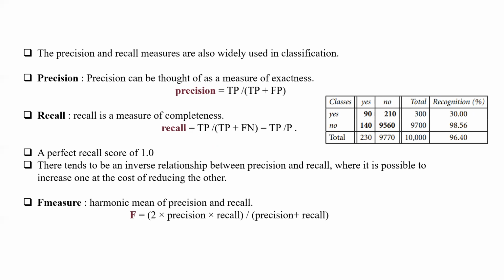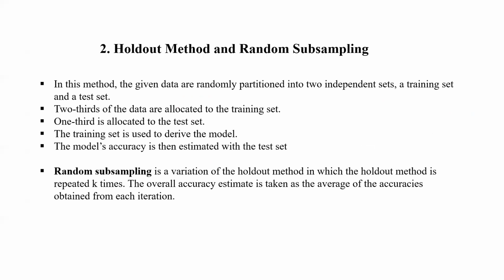There tends to be an inverse relationship between precision and recall, where it is possible to increase one at the cost of reducing the other. F measure is the harmonic mean of precision and recall. By using precision and recall we find F, where F is equal to 2 into precision into recall divided by precision plus recall.